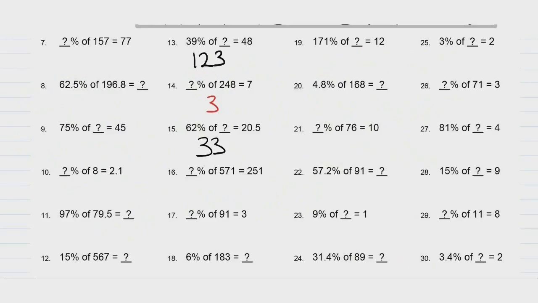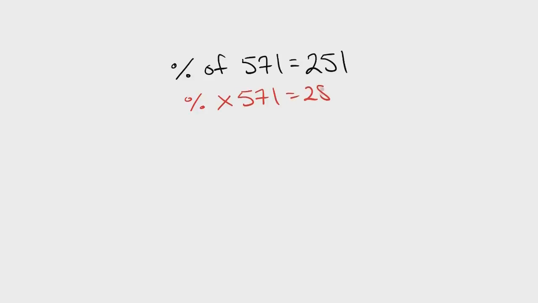Problem 16, we have a percent of 571 equals 251. This is a percent times 571 equals 251. Wow, big numbers. We're going to have to work this way. That means we're going to be working in the opposite direction, so we're going to divide. We're going to end up with 251 divided by 571 equals a percent. This is really easy to see. Just look, we're going backwards, see? We know we're going to be going the opposite direction, so we're going to do the opposite operation.